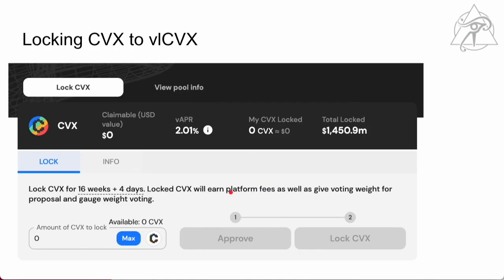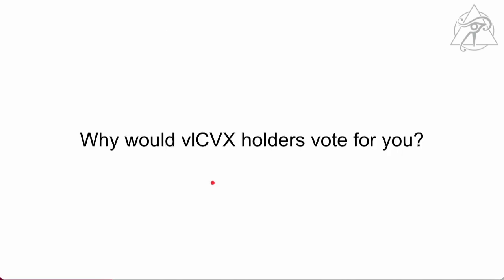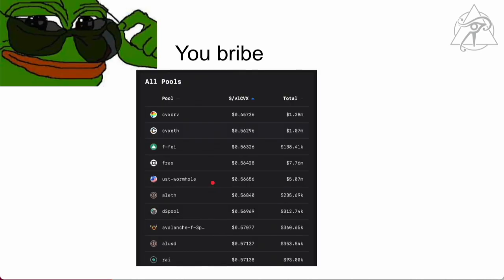Now besides that, you can also take your CVX and lock it for 16 weeks to have VLCVX. And with VLCVX, you get more rewards and you are also allowed to vote in the governance. Why would VLCVX holders vote for you? Because you are going to bribe them. Now Votium is the protocol that allows other protocols to put in bribes to bribe the veCRV users.